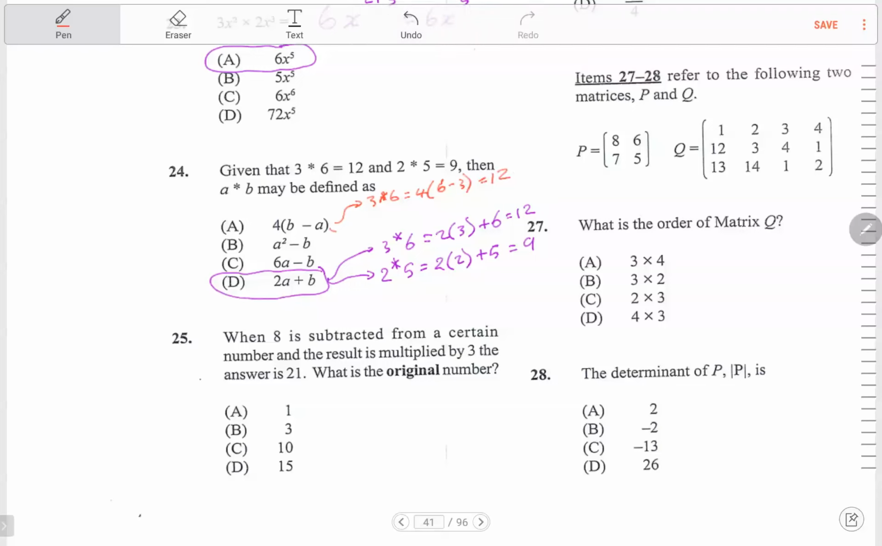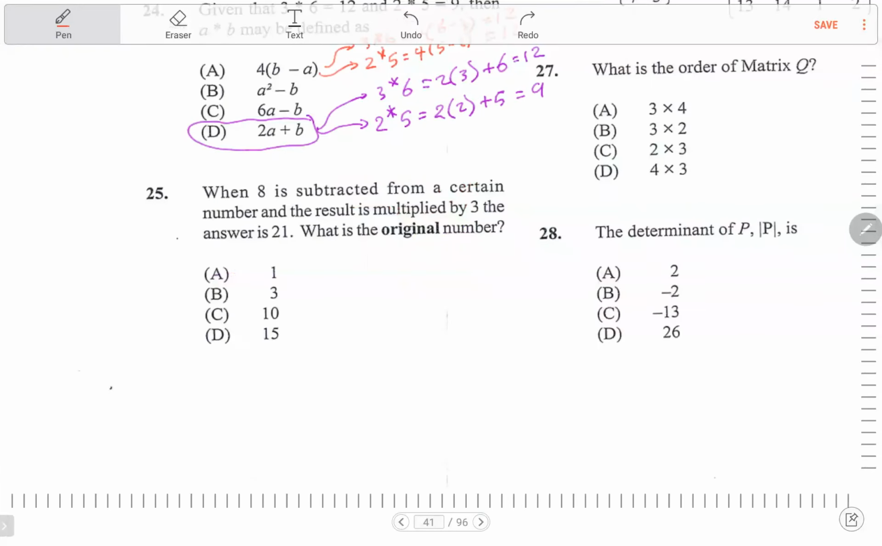But if you try it with the 2 star 5, it will be 4 times 5 minus 2. Now 5 minus 2 is 3, so this will give us 12 again. We don't want 12, we want 9 for the 2 star 5. So that's why that one wouldn't work. If you try it with the rest of them, you'll get values that are not correct. So that is why the first one is not correct, and if you try the others, that is what would happen. But the answer is the last one. The last one would work.